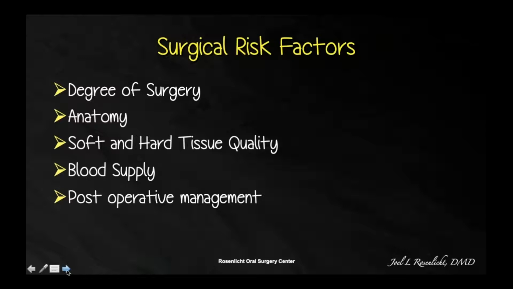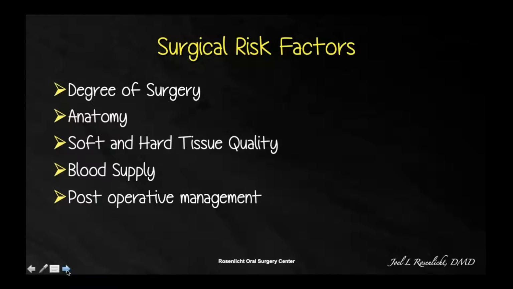So those are some of the medical risk factors, but we also have surgical risk factors. And those might be the degree of surgery that we have to perform on those patients. It might have to do with the anatomy that's adjacent to the surgical sites that we're operating on. That might also have to do with the quality of the soft tissue, whether it's a thick biotype or a thin biotype, whether it's scar tissue, whether it's been previously surgerized tissue.